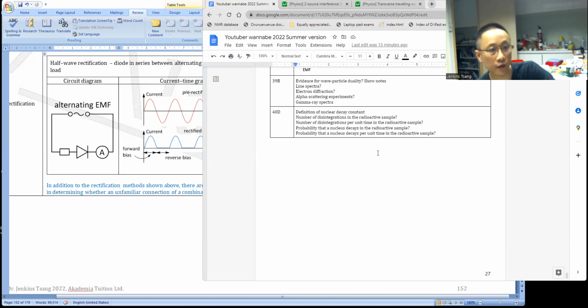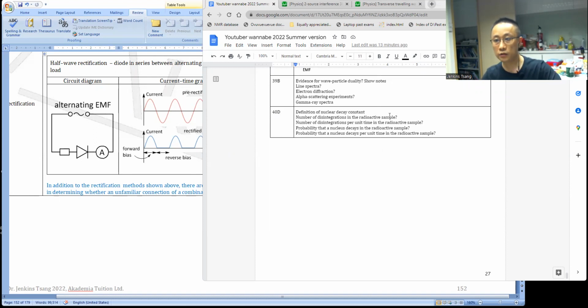The third choice, Rutherford alpha scattering experiments, reveal that there has to be a nucleus somewhere within an atom, but that's not evidence for wave-particle duality. And then finally, gamma ray spectra provides evidence for nuclear energy levels, but that also has nothing to do with wave-particle duality.